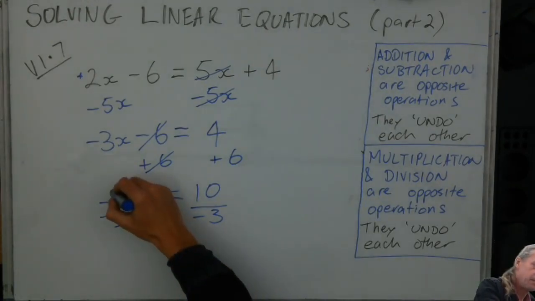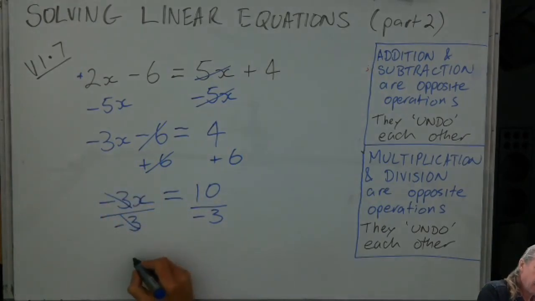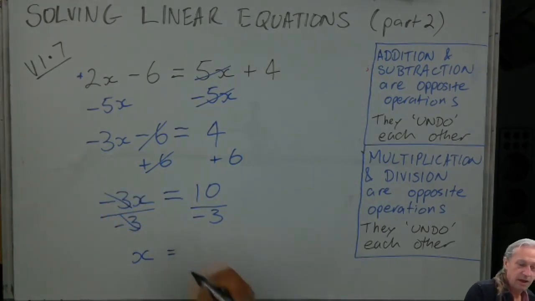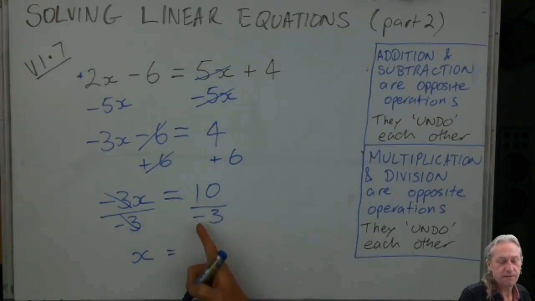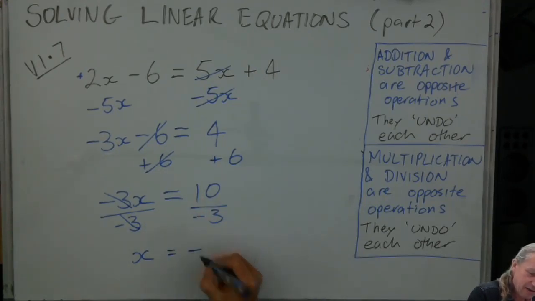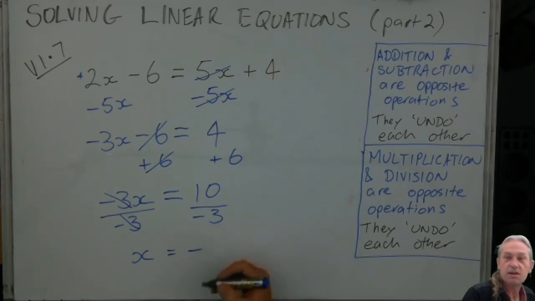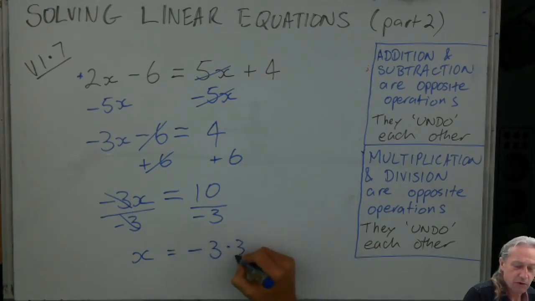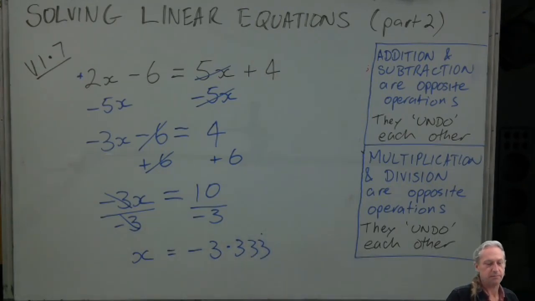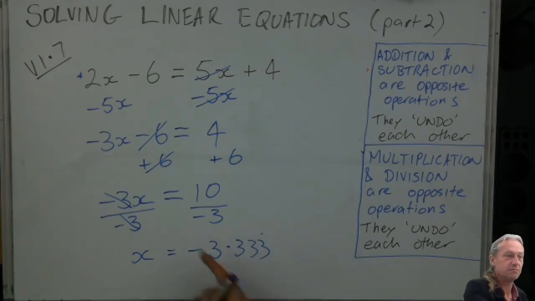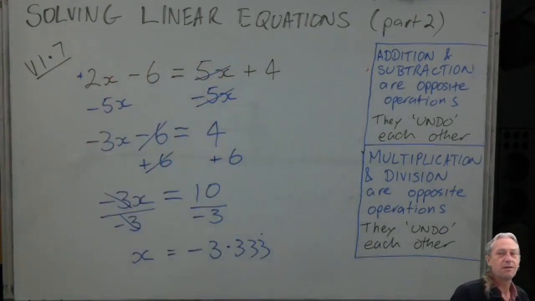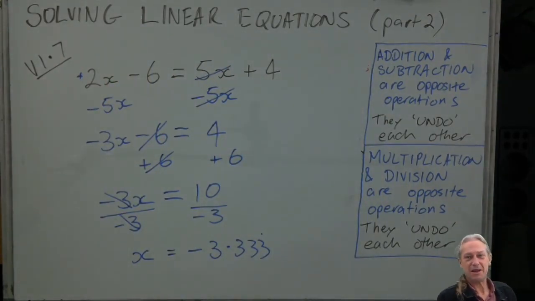So over here, the negative 3 cancels and we get just a positive x. And this equals, so it's a positive divided by a negative, so our answer is going to be negative. And 10 divided by 3, let's write it as a decimal. 3.333 recurring. So if we were to plug this into both of those places, we would get the same solution on both sides. Just trust me, it'll work.